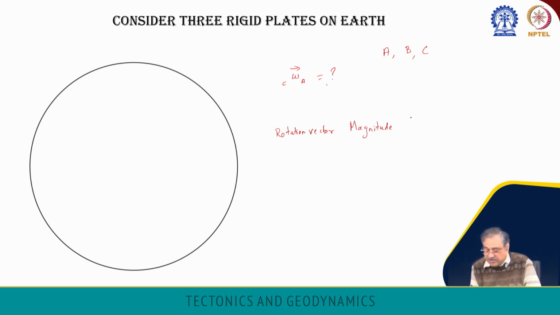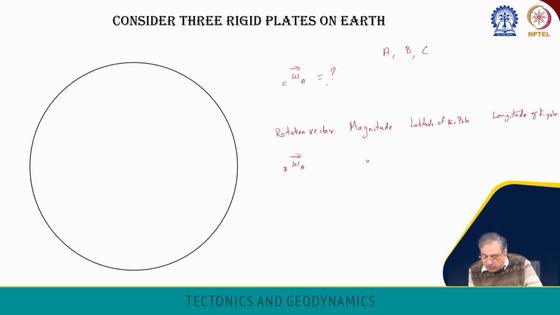We talk about the latitude of the Euler pole and then the longitude of the Euler pole. Okay, so we have these things given to us. Let us say the relative velocity of plate A with respect to plate B, right? So this is the vector we have.